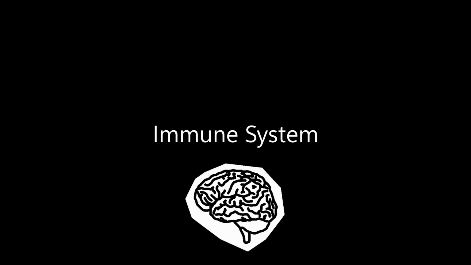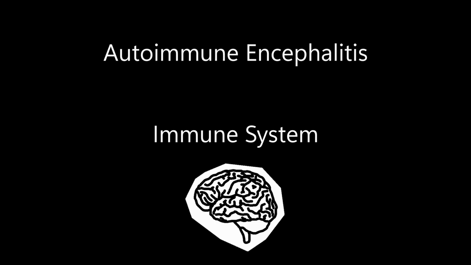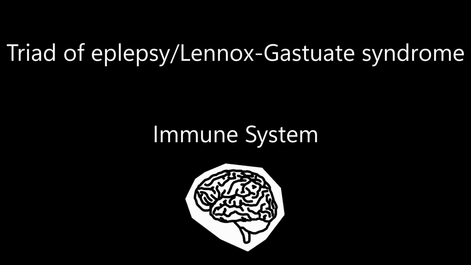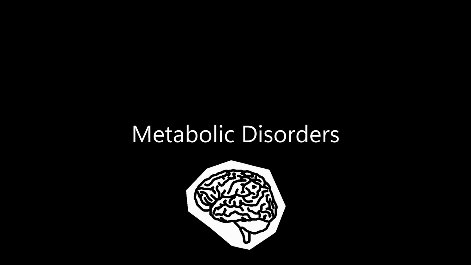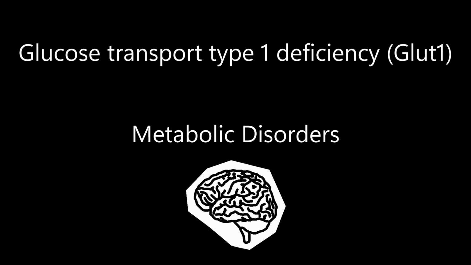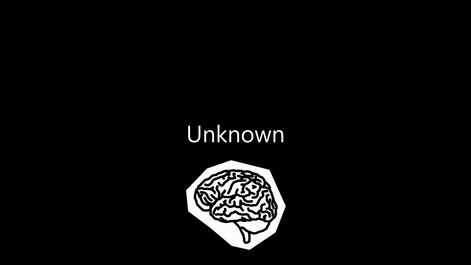The immune system can also attack the brain tissue, which is autoimmune encephalitis. Celiac disease is also associated with epilepsy in rare syndromic forms, like the triad of epilepsy or the Lennox-Gastaut syndrome. Metabolic disorders can disrupt the brain's normal function and could cause epilepsy to occur. In rare cases, it can be inborn errors of metabolism, like mitochondrial disease, urea cycle disorders, or glucose transporter type 1, GLUT1 deficiency. Even with all that, there are still many cases of epilepsy that have an unknown origin as well.